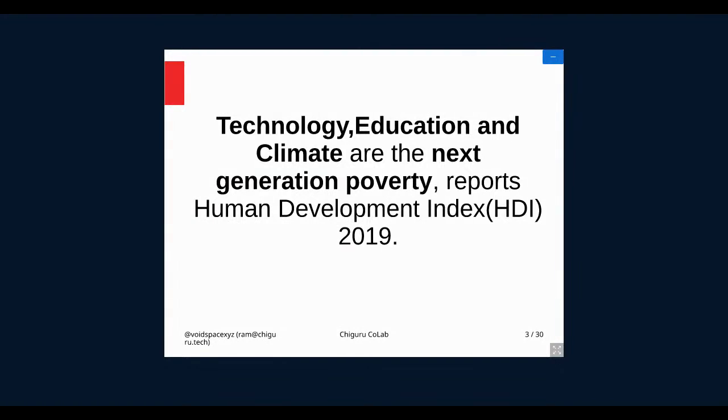Right. So I'm not sure how many of you have read the Human Development Index. It's called the HDI Index. It came out in 2019, which very clearly calls out that technology, education, and climate are the next generation poverty. If we analyze the current generation poverties, it's primarily food, water, scarcity, shelter, which is exactly why most of our educational systems focus on these essentials. But at this point in time, it is very important for us to understand that the correlation of these three is going to create the larger set of poverty in the upcoming years.